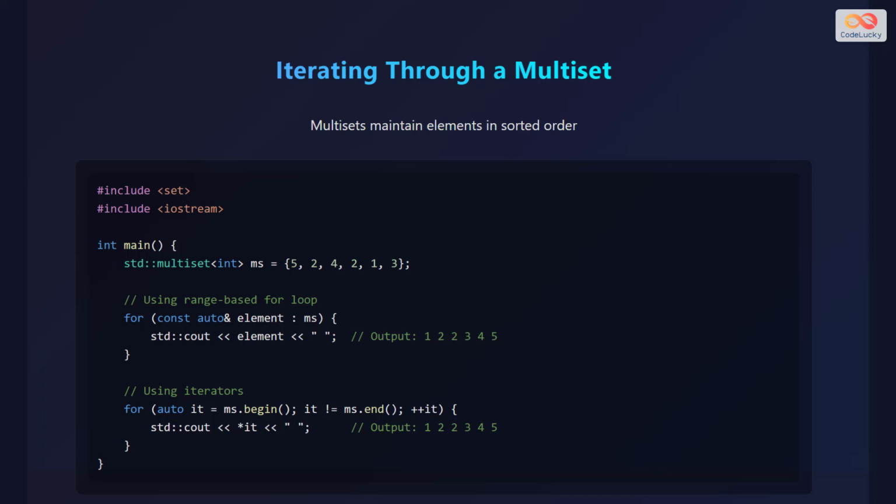The second method uses iterators. You initialize an iterator to the beginning of the multiset, and then loop through the multiset until you reach the end. Inside the loop, you can access the current element using the dereference operator.